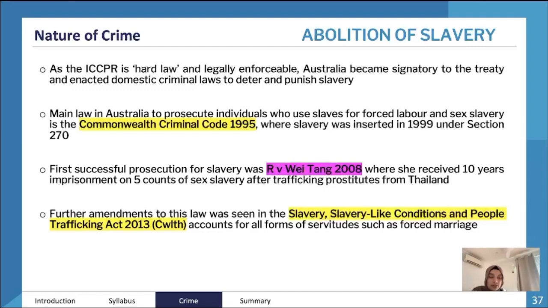So this is again something that I wanted to emphasize that I was talking about earlier on in this lecture. How can you use cases to back up your points? This is an example of doing that. So for example, if you had a question talking about effectiveness of abolition of slavery or effectiveness of laws in terms of slavery, this could be a case that you can implement. Further amendments to this law were seen, for example, in the Slavery-Related Conditions and People Trafficking Act, which takes into account all forms of servitude, even including forced marriage.